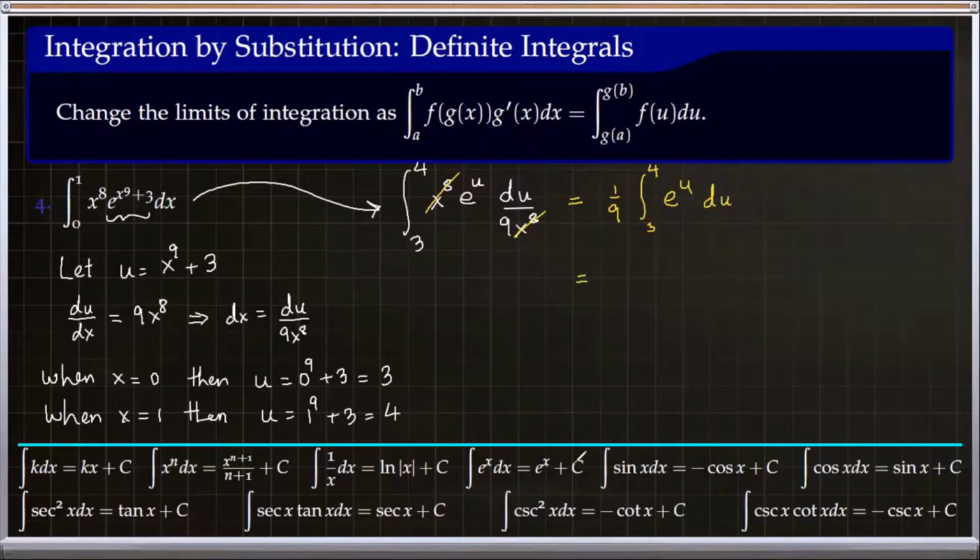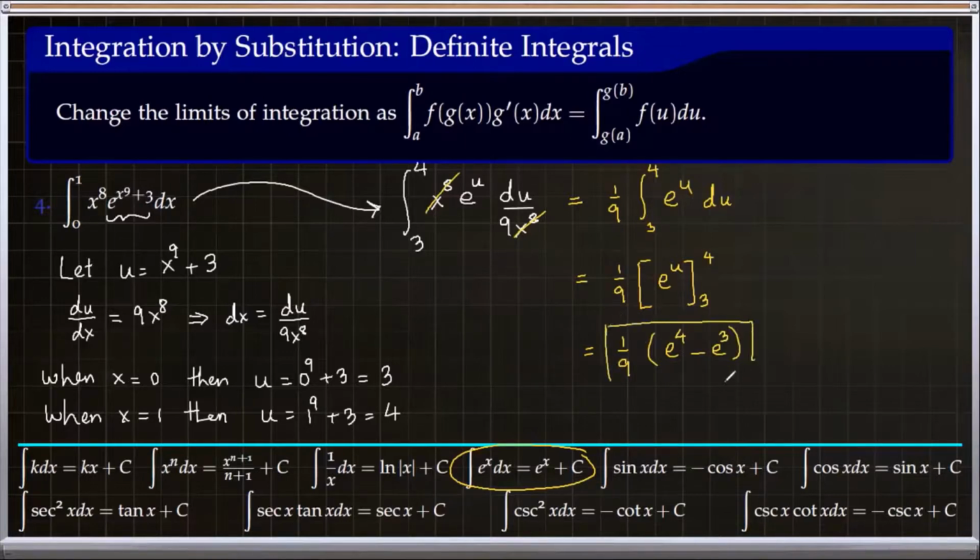So to get the integral of e to u, we can just apply this formula. Then we get 1/9 e to u evaluated from 3 to 4. So this becomes 1/9 times e to 4 minus e cubed. So this is the value of this definite integral.